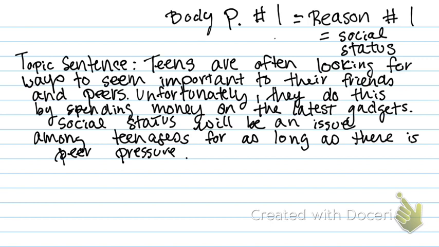Okay, so I have set up my body paragraph. I have explained to you that the reason for social status is because of peer pressure. I have explained to you that teens are always looking for ways to seem important to their friends and peers. And how do they do this? They do this by spending money on the latest gadgets. Okay, so I've set up my body paragraph by explaining to you what exactly it is that they do.